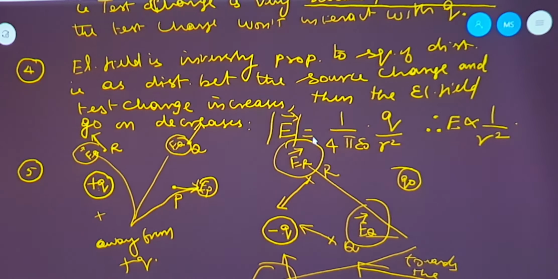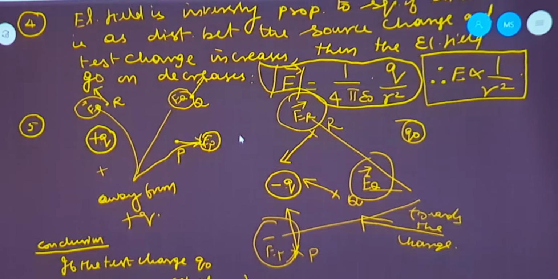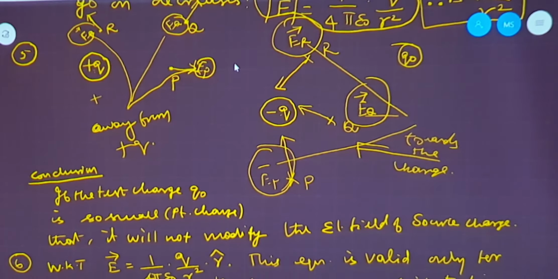The modulus of E vector is equal to what? The modulus of E vector is equal to 1 by 4 pi epsilon 0 into Q by R square. So I can state that the modulus of E is inversely proportional to the square of what? The square of the distance. Then point number 5. For studying this point number 5, let us go with the conclusion first of all.